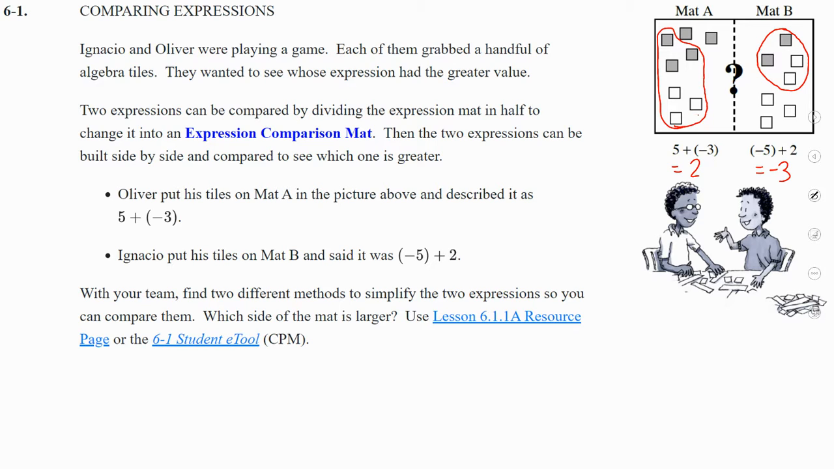So when you're looking at this, act like none of those are there and none of those are there because they made 0. We don't have to use them in our comparison anymore. And we're left with 2 positives in mat A for Oliver and 3 negatives in mat B for Ignacio. So which mat is greater? Mat A is greater.